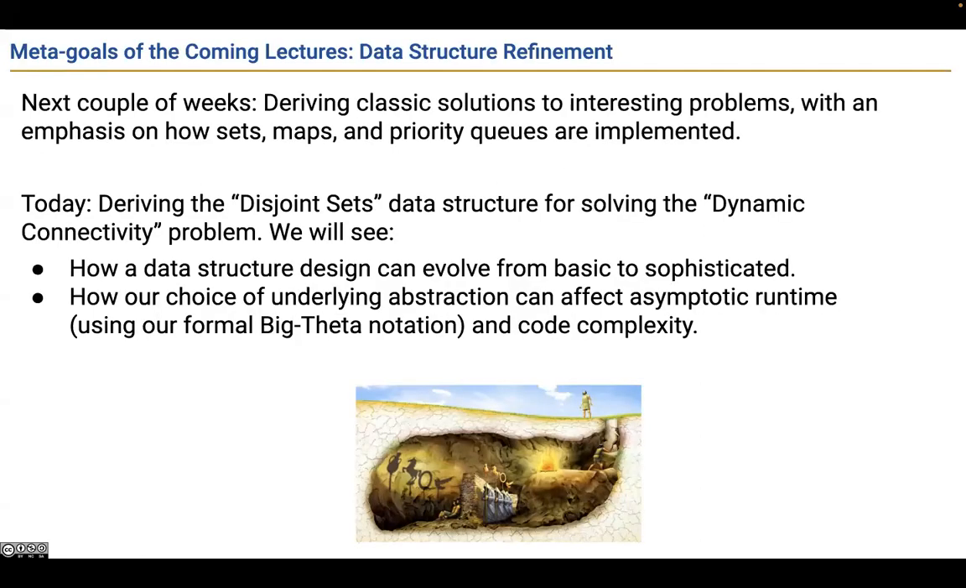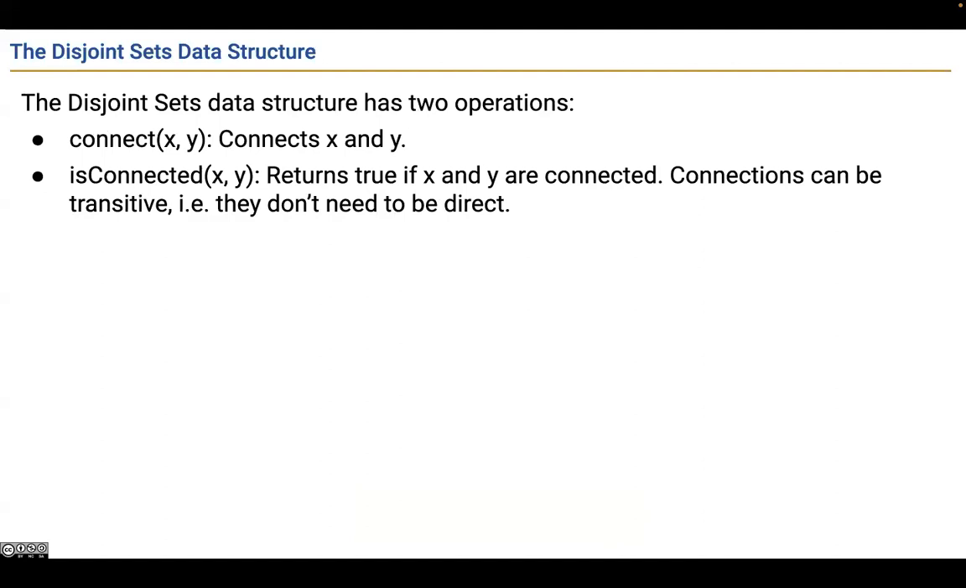OK, so with that philosophy out of the way, now we can talk about the data structure itself, and we can tell you what exactly do the users want to see. So the disjoint sets data structure, the interface that the users want to see, and they don't care how you implement it, is they want these two operations: they want the ability to connect two objects, x and y. And they also want to be able to ask the question, are two objects, x and y, connected? And you have to answer true or false.